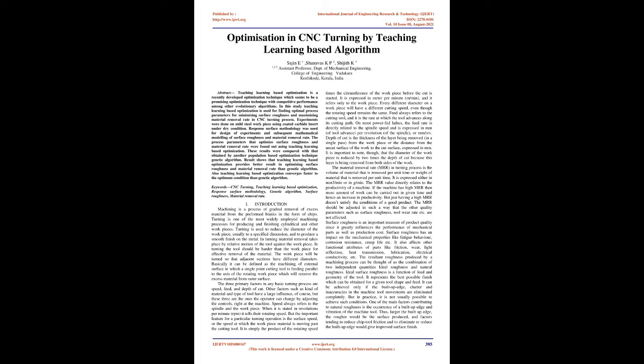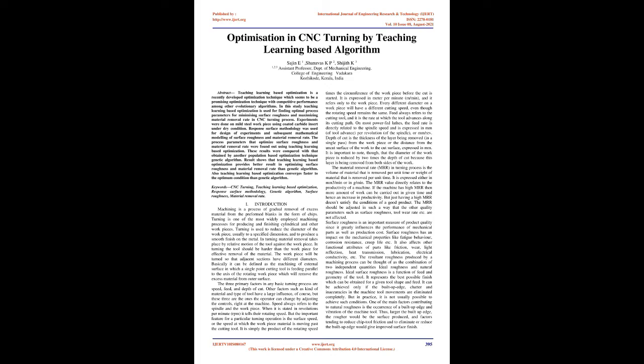Introduction. Machining is a process of gradual removal of excess material from the preformed blanks in the form of chips. Turning is one of the most widely employed machining processes for producing and finishing cylindrical and other workpieces. Turning is used to reduce the diameter of the workpiece, usually to a specified dimension, and to produce a smooth finish on the metal. In turning, material removal takes place by relative motion of the tool against the workpiece.